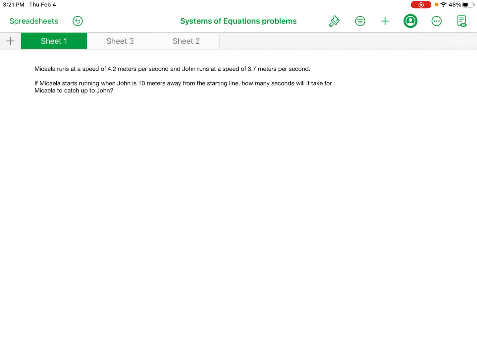I wanted to just quickly review with you how to write and solve a system of linear equations. So when you have a word problem, one of the best things to do is always to read the problem through before you try to start circling information or trying to solve. I've already read this problem, so I'm just going to go ahead and get to work with it.